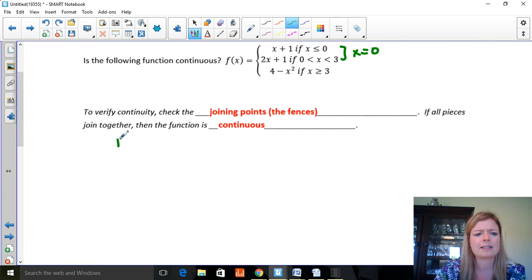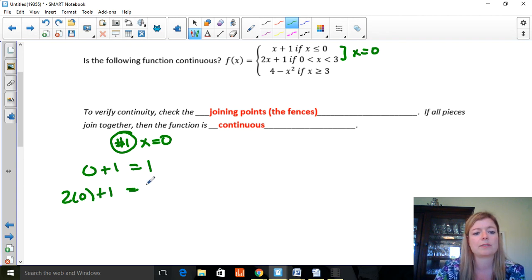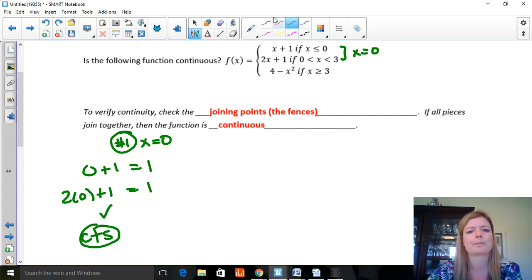So the first fence is x equals 0. I'm going to put 0 plus 1, so I'm putting it into the first function. That gives me 1. And 2 times 0 plus 1 also gives me 1. So at that point, yes, it is continuous because they have the same y value.